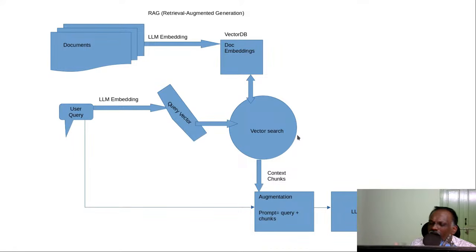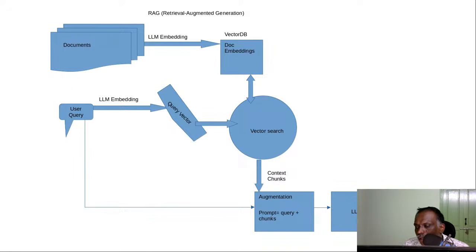There are a lot of things here. The search will return the top K results, top three or top five based on our settings. I'm just giving you an example. If it is top three, we will get three things, and those are called context chunks, relevant chunks or context chunks. The augmentation process involves combining the query and the chunks with the system prompt.